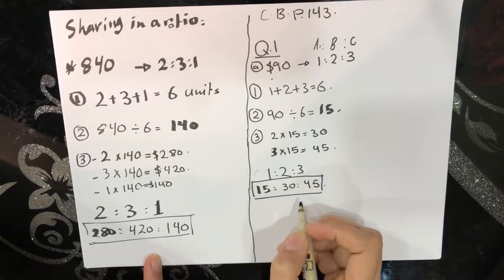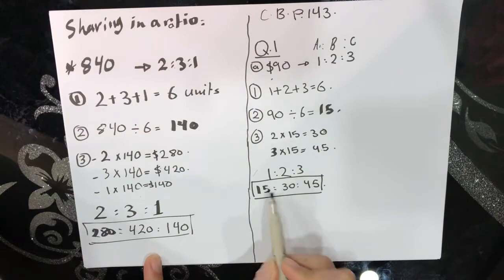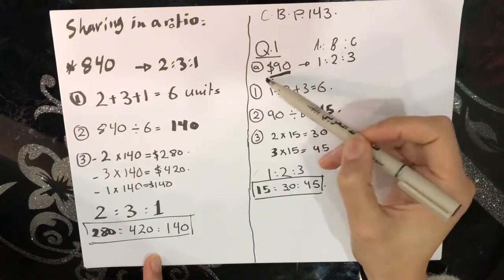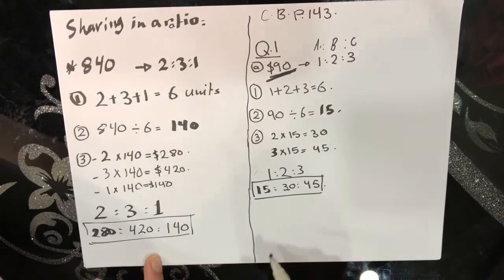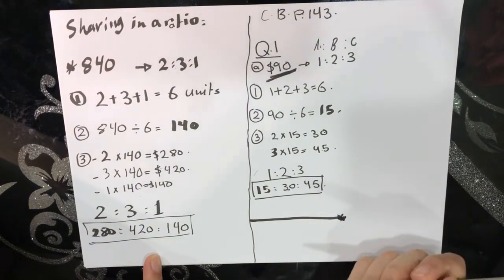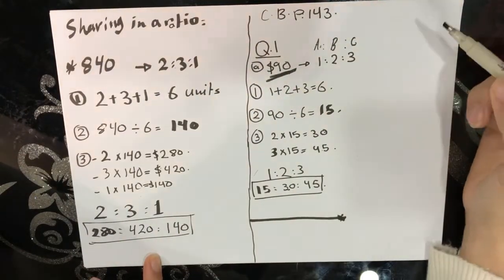Of course, the final step is you have to add all 3 amounts. You add 15 plus 30, 45, plus 45 will give you the original amount, which is 90. I hope that was clear. This is the second lesson, which is sharing in a ratio, found in your course book, page 143.